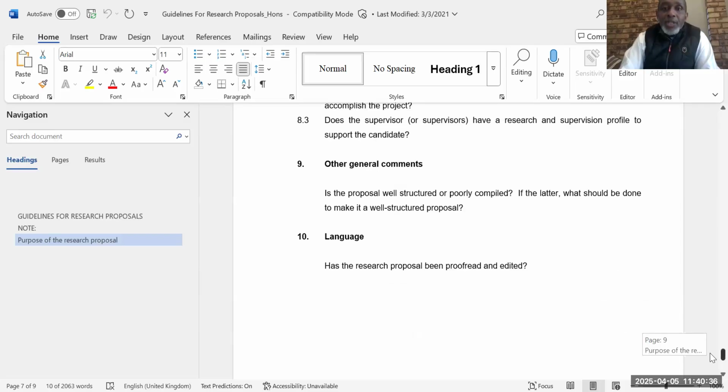Then general comments, obviously: is the proposal well structured? If it's not well structured, then in terms of your proofreading and editing, language editing, take your time. These days we're lucky we have a lot of AI tools we can use to proofread. You could use so many of them, even your Gmail, Google, you can use it to proofread. So those are the things, the checklist we use in looking at proposals after we have given these guidelines.